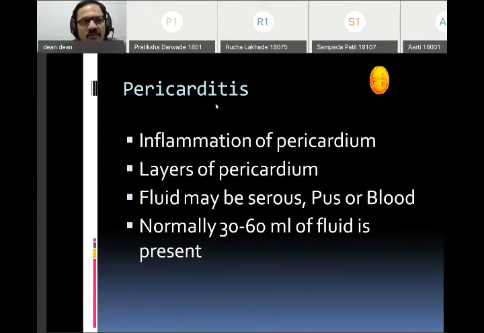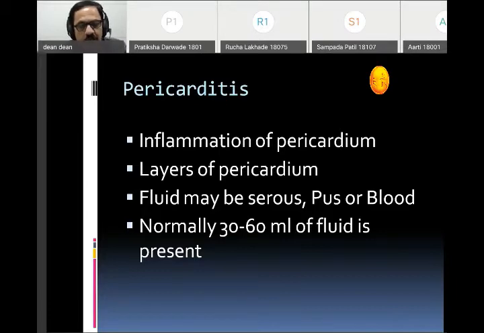So we'll go one by one. What is pericarditis? Simple definition: inflammation of the pericardium. You are well aware there are two layers, parietal and visceral. In between them there is a fluid that is normally present. Normally 30 to 60 ml of fluid is present. When it increases above 60 ml, you will call it pericardial effusion, or it is because of pericarditis. Always remember, if the fluid increases slowly, even 1000 ml will not cause any decompensation of the heart.